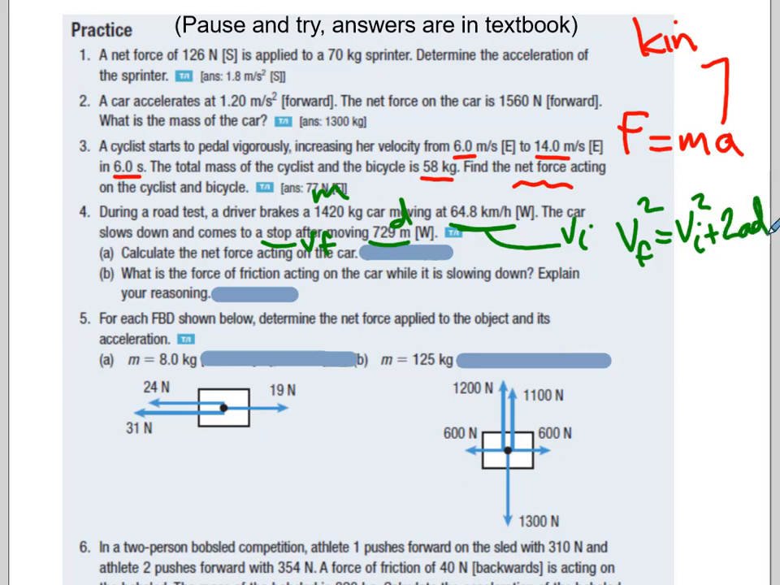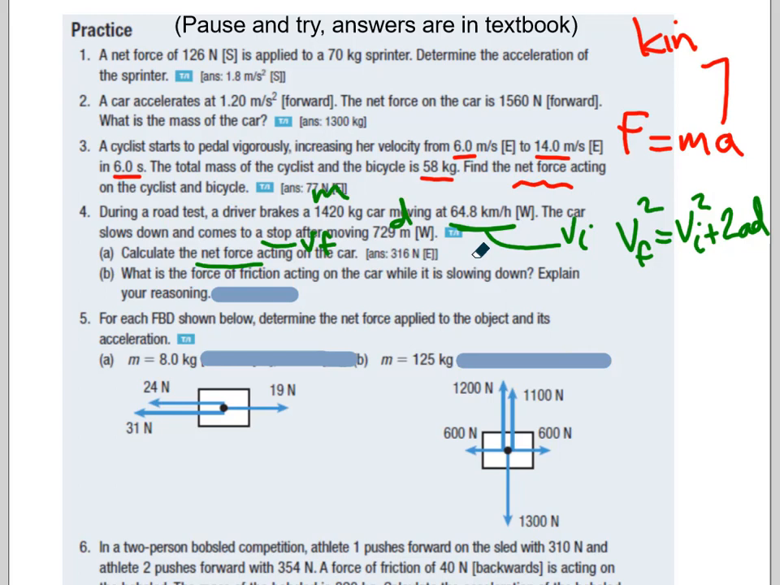Okay, so if you look, we have our final, we have our initial. We're trying to find the acceleration because we want to find the net force. So we would use our kinematics to figure out what A is. A goes into your F net equation, and we can come up with the net force acting on the car, and we should find it is 316 newtons to the east.